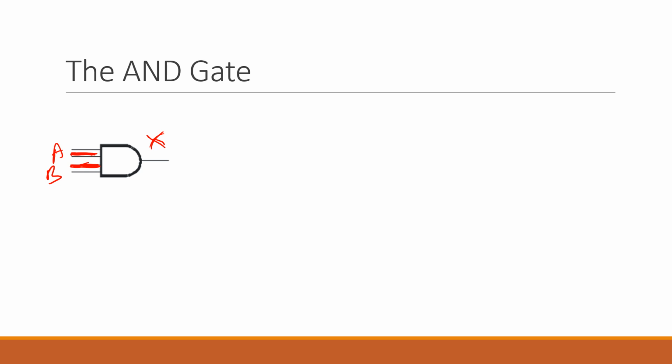So how do we write it? What is the Boolean expression for this one? A and B, so A dot B. A and B both need to be 1. So it's a multiplication. Make sense?